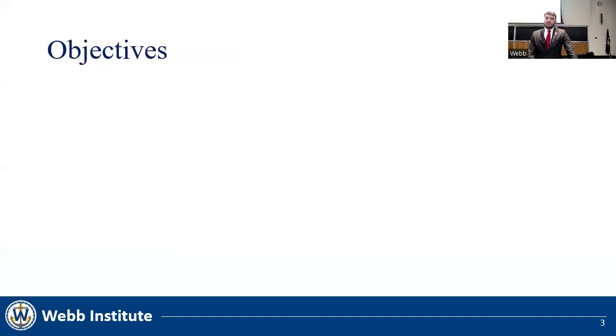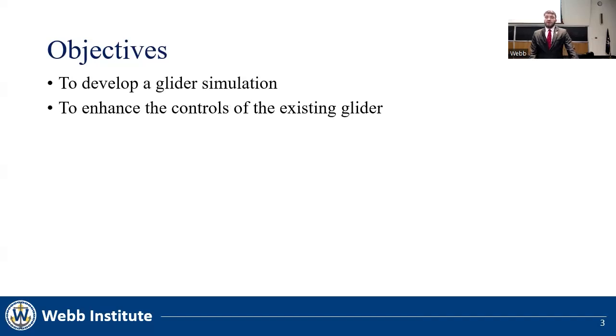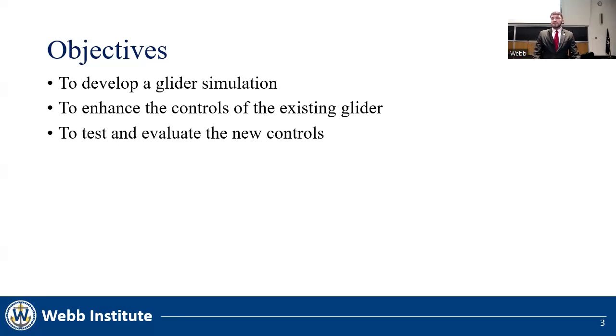Now, we will move on to the objectives. The objectives of this thesis were to develop a mathematical model for a glider simulation, to enhance the controls and increase the computational power of the Orca glider built by Gabe Allen and Natalie Webb in 2023. And finally, to develop the simulation against the controls.